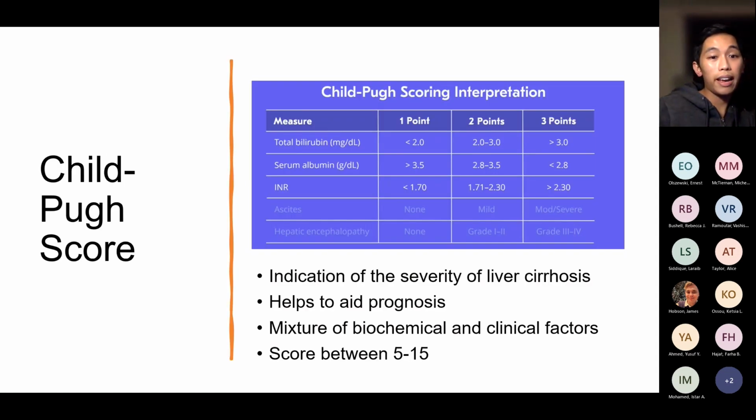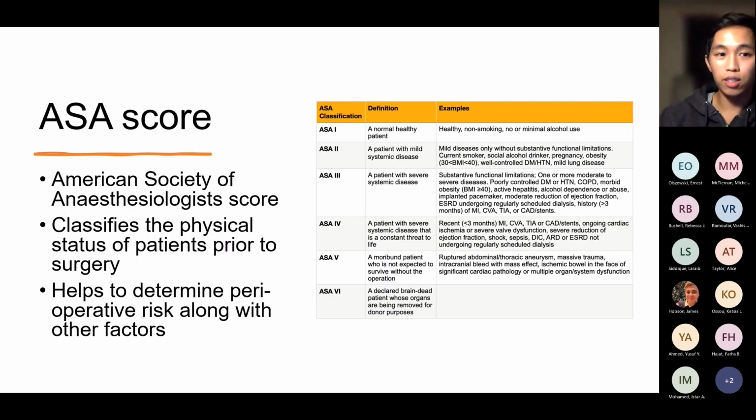The Child-Pugh score is used to indicate the severity of liver cirrhosis. And this uses biochemical markers such as albumin and INR, but also the patient's presentation like ascites and hepatic encephalopathy. The ASA score is used when someone is going under not only GI surgery, but any surgery typically. And this classifies the patient's physical status before surgery and determines perioperative risk along with other factors. The score goes from ASA 1 to ASA 5, and the higher your score is, the higher risk the surgery will probably be.